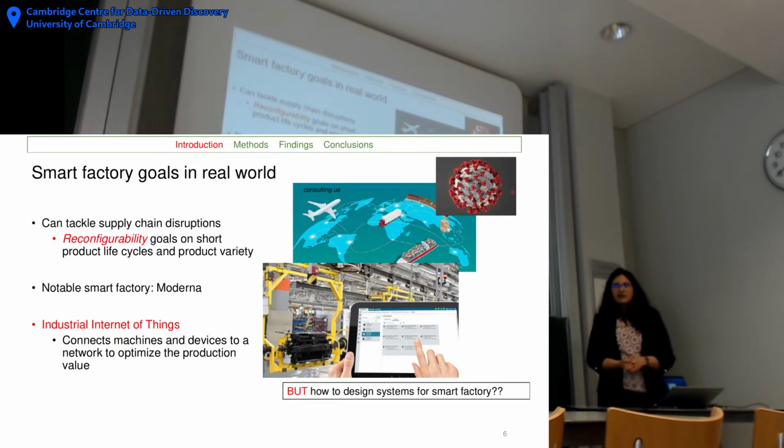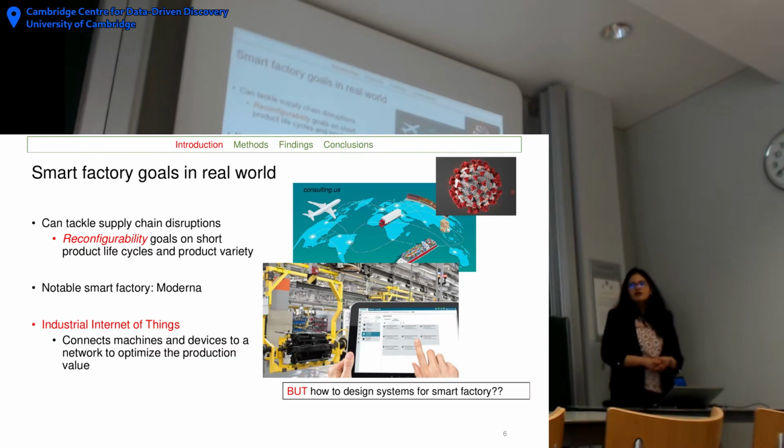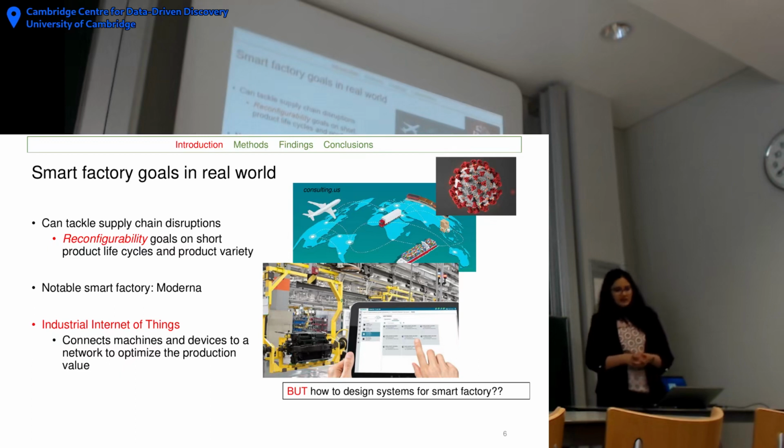And smart factories do exist in the real world, and they serve many purposes. One purpose is handling supply chain disruptions when they happen. If the factory is very well equipped to handle this sort of disruption, it is able to manufacture the goods within a very short period of time. One such example I could give you is Moderna, which is a vaccine that we all know.